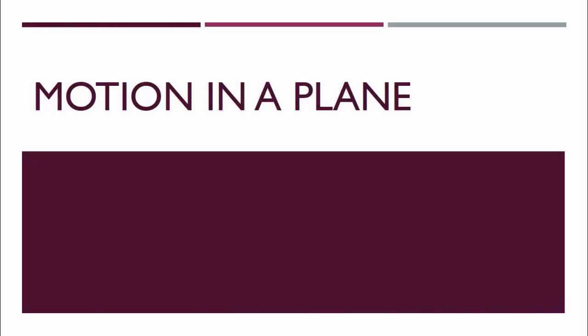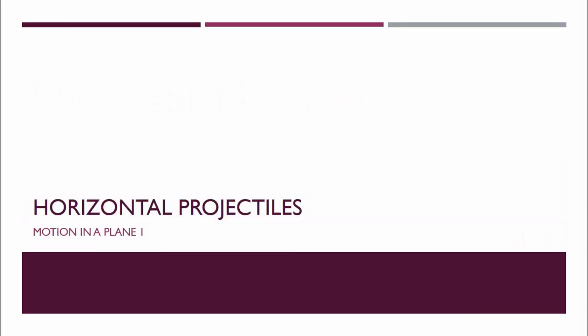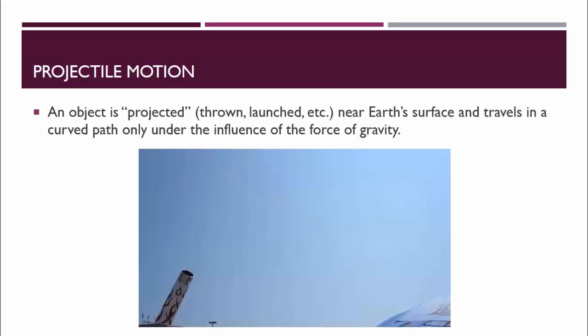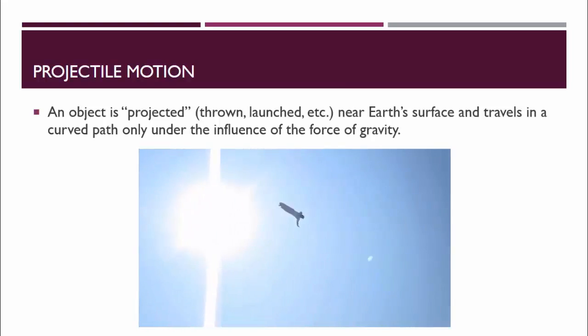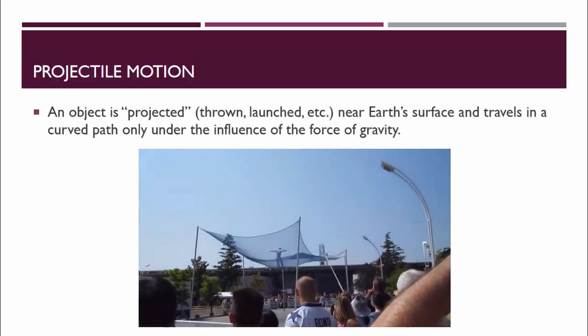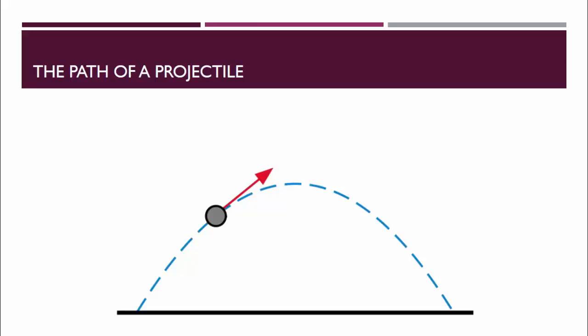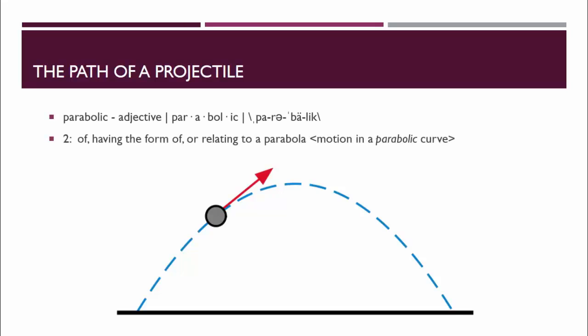This unit is called motion in a plane. The first lesson of this unit is about horizontal projectiles. Projectile motion is when an object is projected, that is thrown or launched or something like that, near Earth's surface and travels in a curved path only under the influence of the force of gravity. The path of a projectile is described as being parabolic. This means like a parabola.